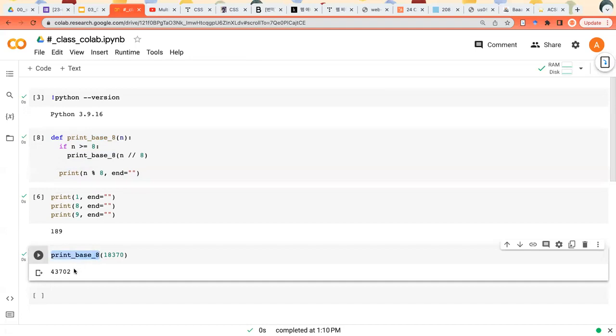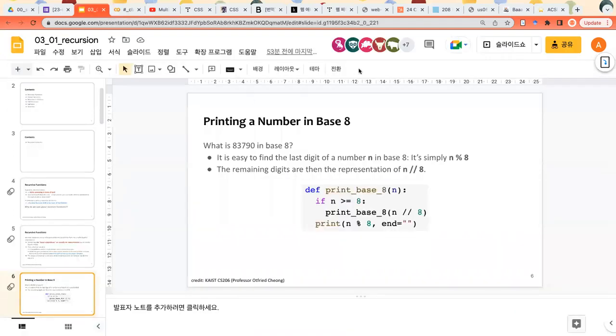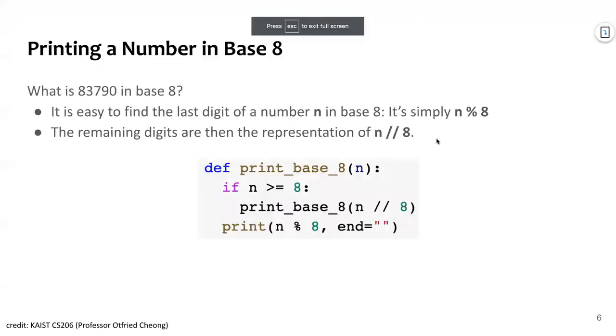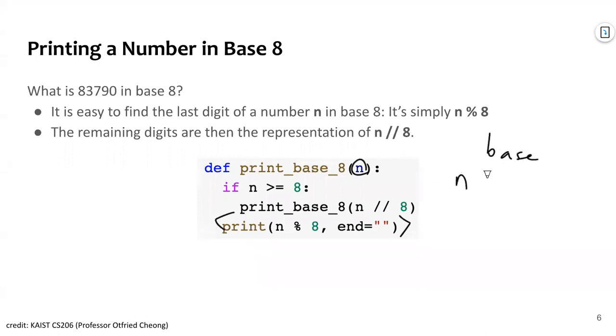The number in base 8, right? So this is how we implement this print base 8 function. So what we basically did is we find out the base case. So the base case is this one. Here the base case is n is smaller than 8. So when n is smaller than 8, we just print n. That's all we need to do.